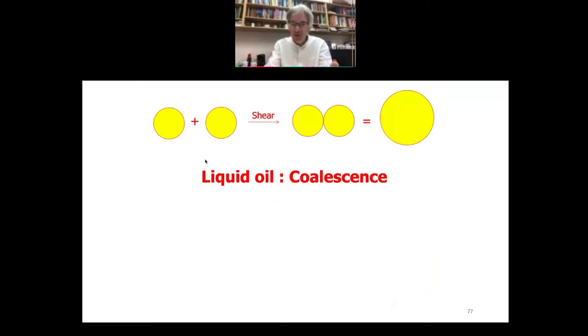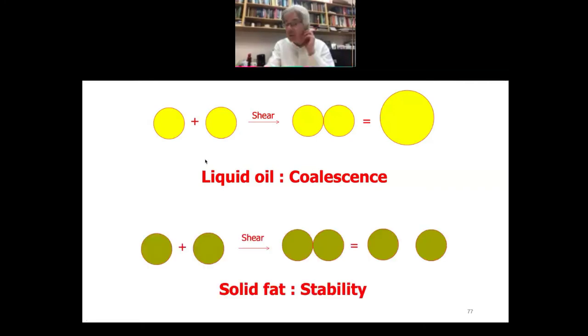If you have too much liquid oil, they'll coalesce, and you can't create structure with coalesced droplets. If you have too much solid fat, you don't have that same liquid oil that acts to hold them together, and you just get solid fat particles that tend to bounce off each other, if you like, and not create as much structure either.